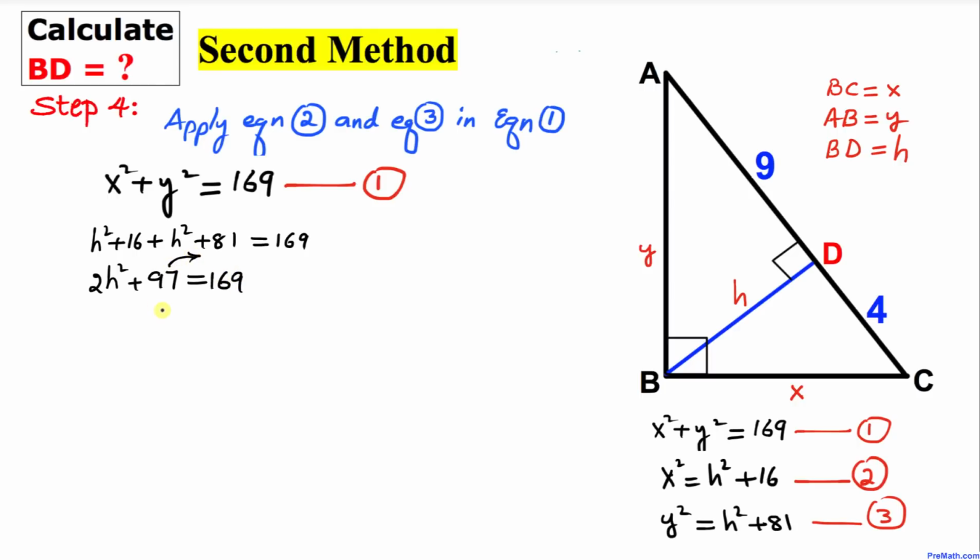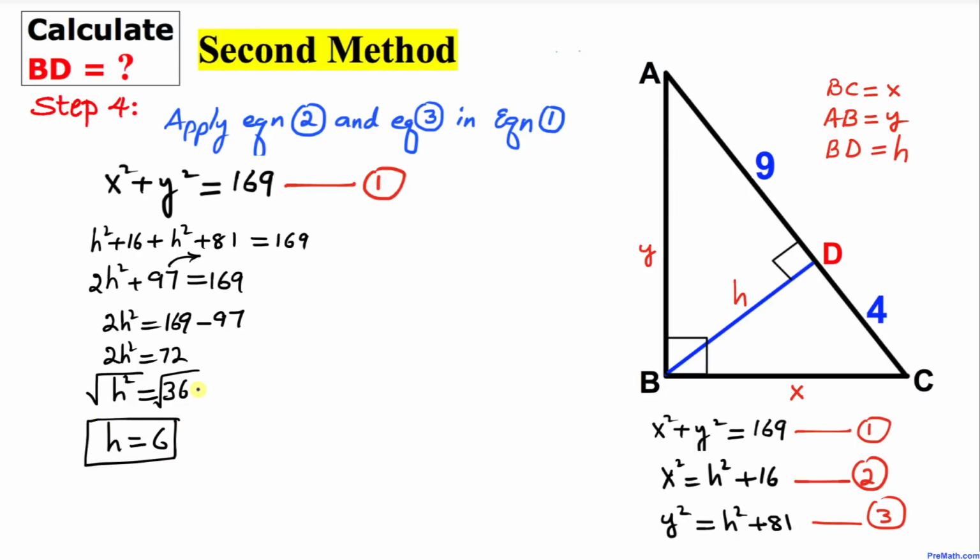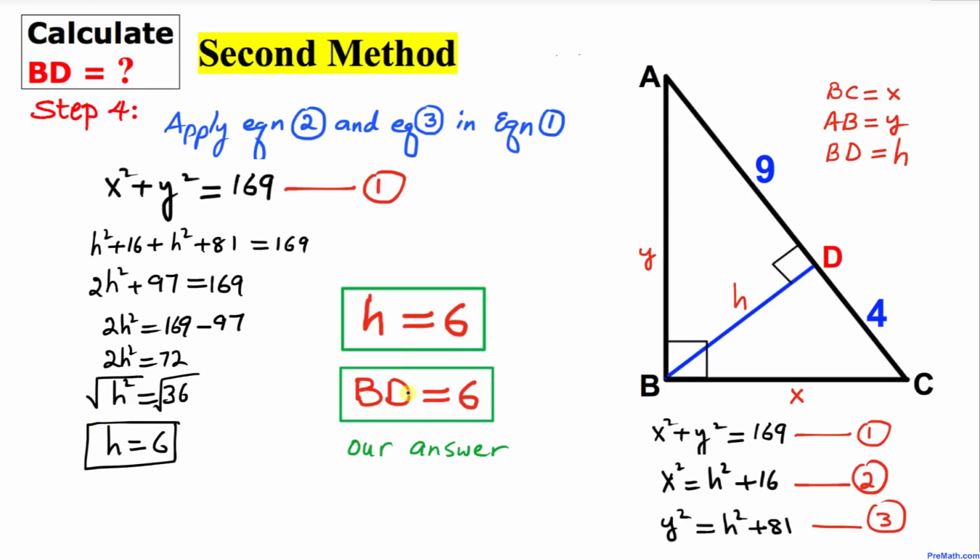Let's move this 97 to the other side. So 2h squared equals 169 minus 97. So 2h squared equals 72, or simply h squared equals 36. Let's take the square root on both sides. So h simply turns out to be 6. So thus the value of this altitude BD turns out to be 6, and that is our final answer.